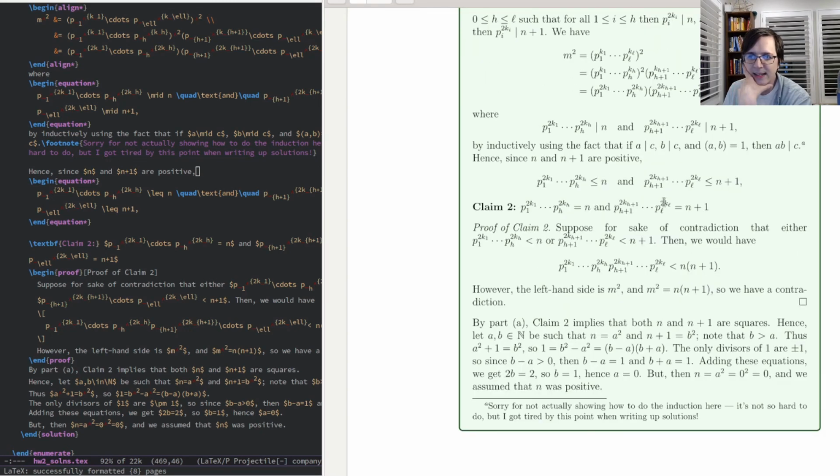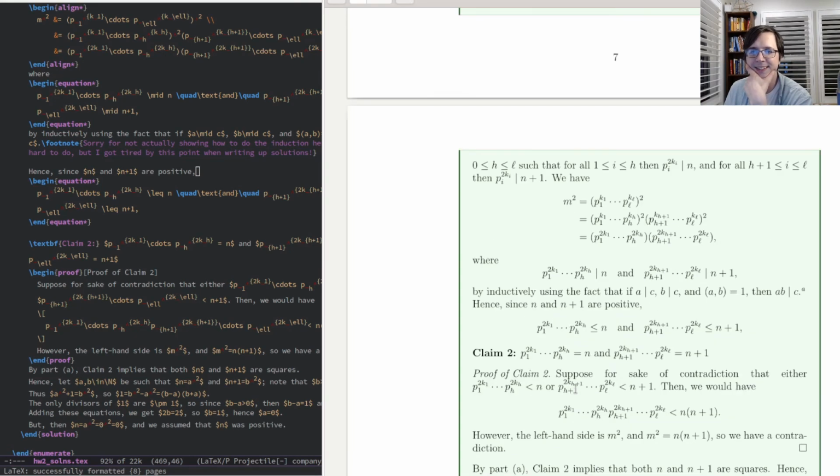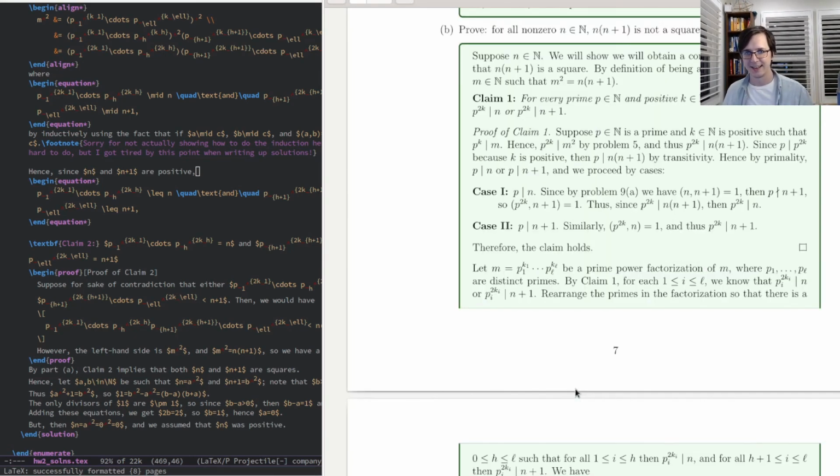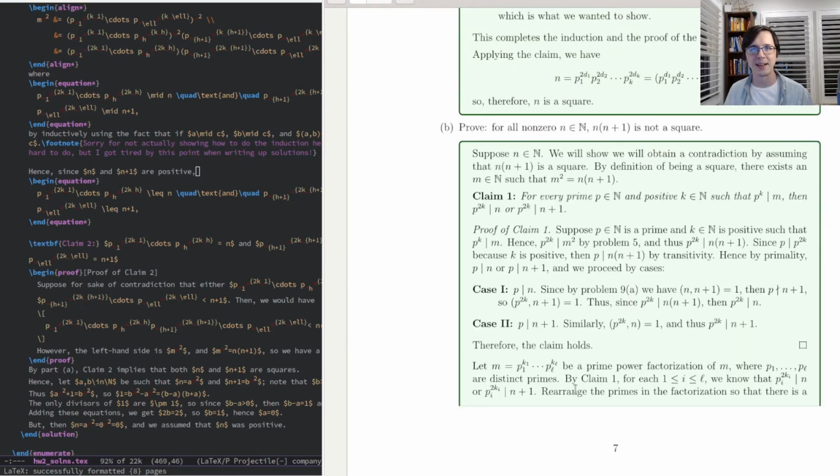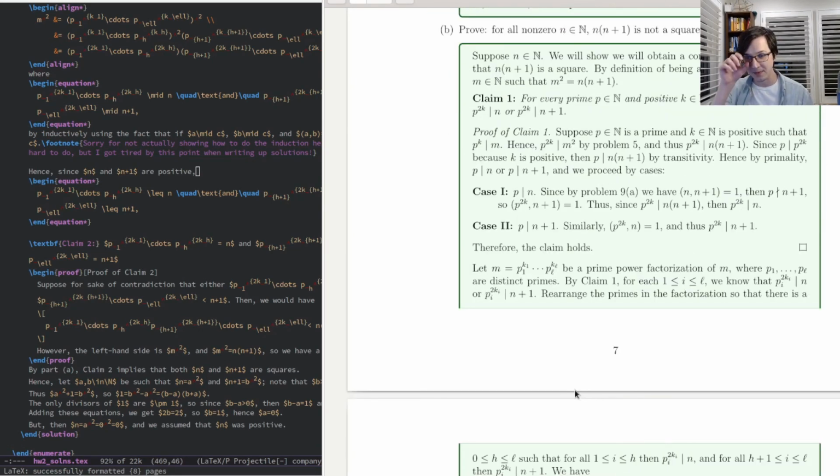And then once we got this equality, by the previous problem, they're both squares. And so we write them as squares, and then do some algebra to say that n is 0, but n's not 0. So that's that. Okay, I'll let you know if I come up with a better solution, or what I must have had in mind before.